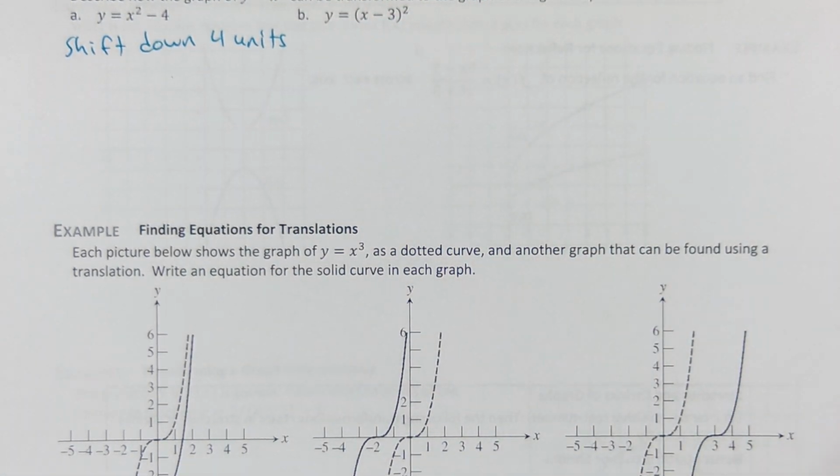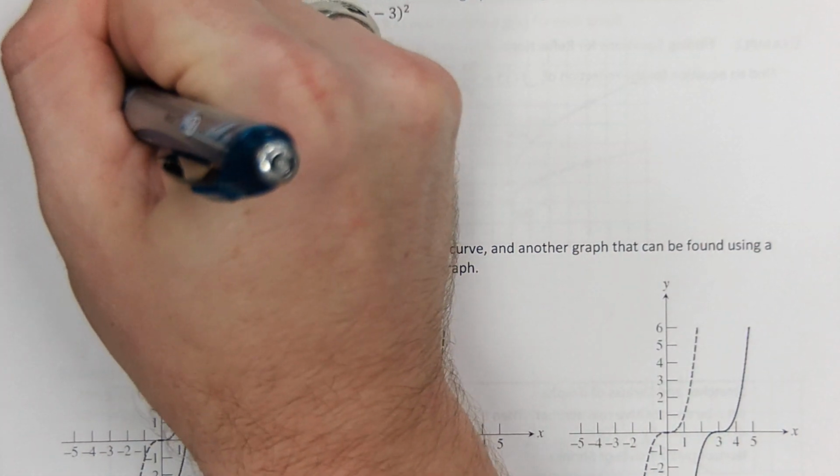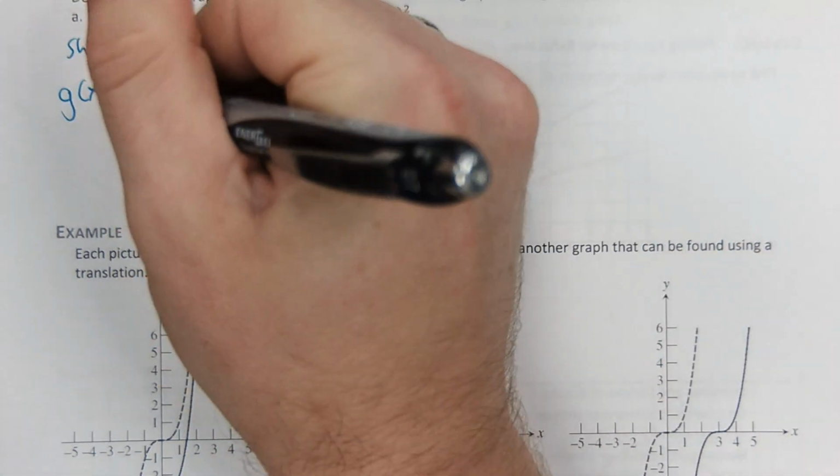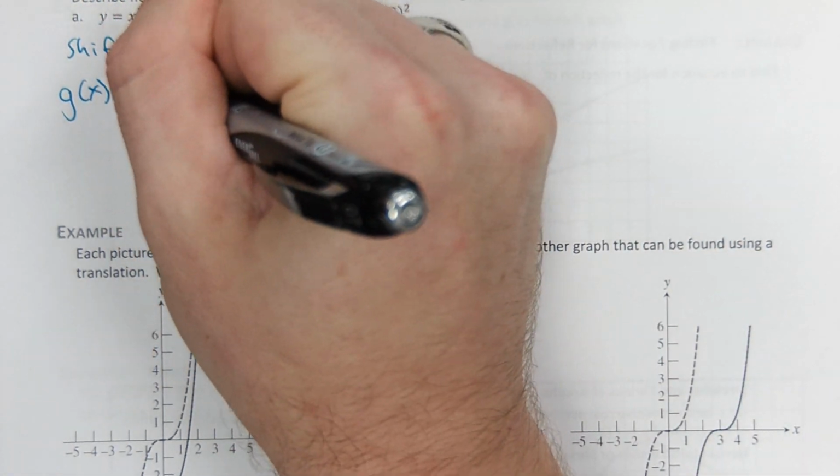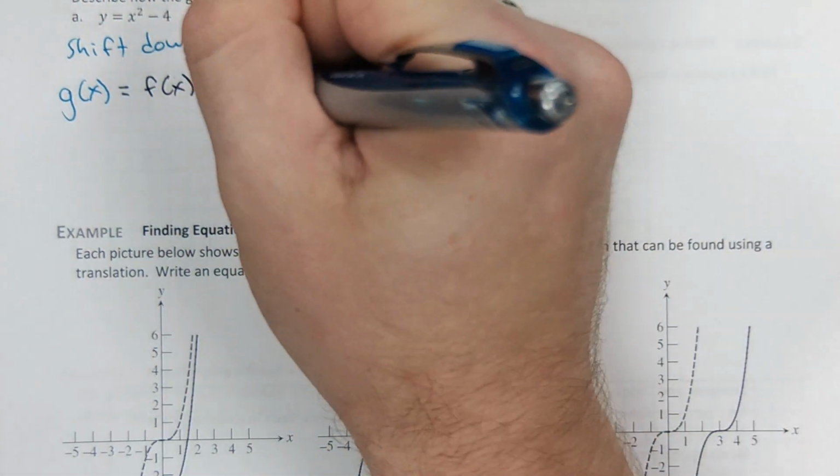Now wait, before you go writing that, can we agree that moving a graph down 4 is a new graph? It's a different thing? Okay. So since it's a different thing, I want to give it its own name. I want to say that g of x is what you get when you take your f of x and subtract 4.